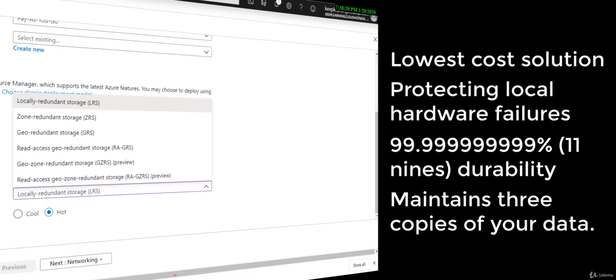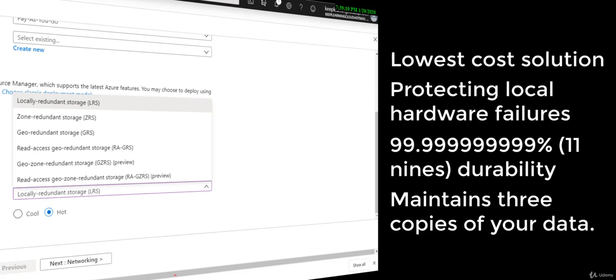This architecture ensures your data is available if a hardware failure affects a single rack or when nodes are upgraded during a service upgrade. Like I told earlier, LRS is the lowest cost option and this will offer the least durability compared to other options we have here. This is where you are maintaining 3 copies of your data, and the strategy here is that your data is replicated 3 times within a single facility in a single region.